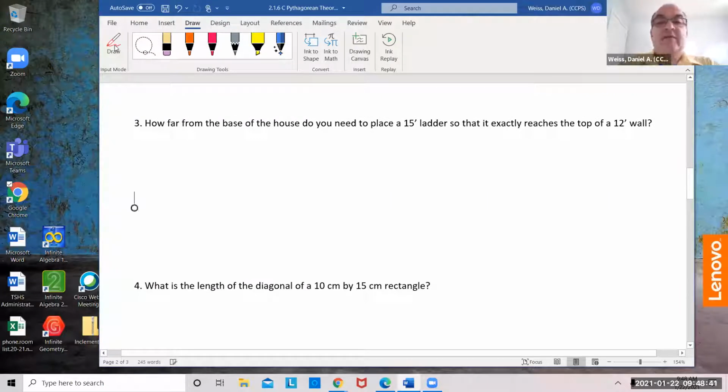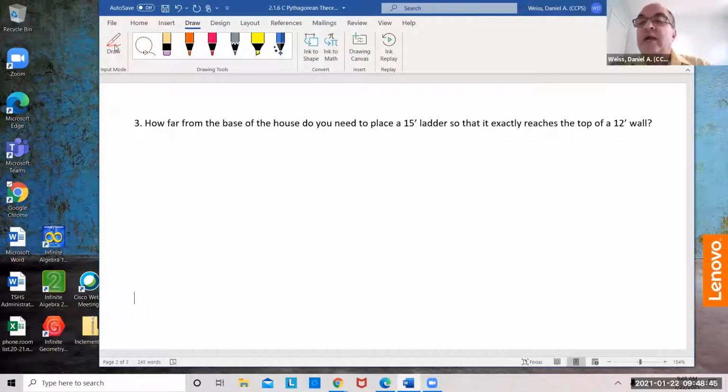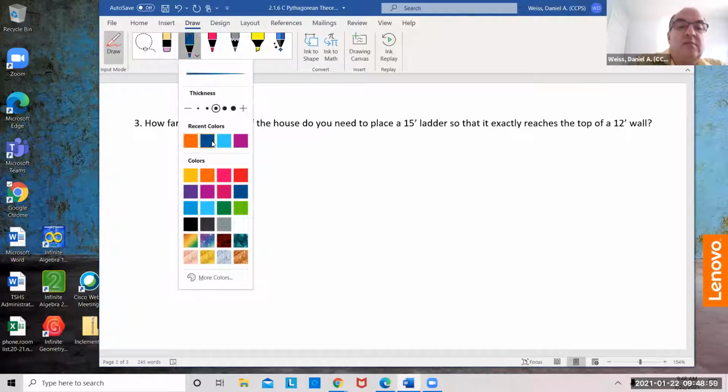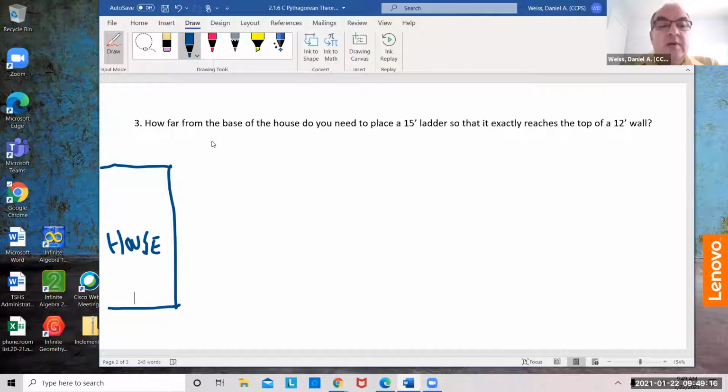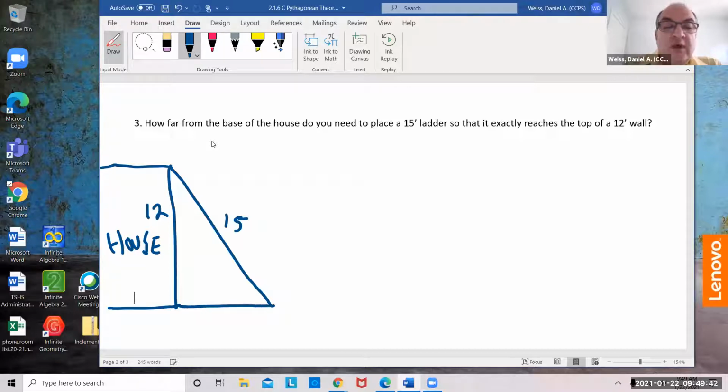How far from the base of the house do you need to place a 15-foot ladder so that it exactly reaches the top of a 12-foot wall? Here's the house. A 15-foot ladder is going to reach the top of a 12-foot wall. So this here is 12 feet. This ladder is 15 feet. It says how far from the base, meaning what's this number right here?